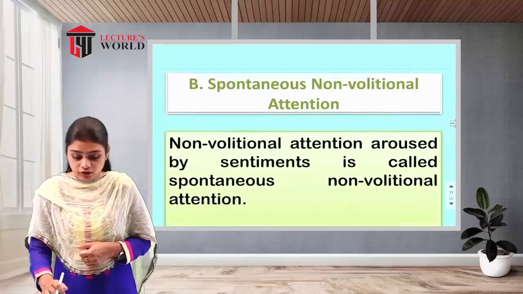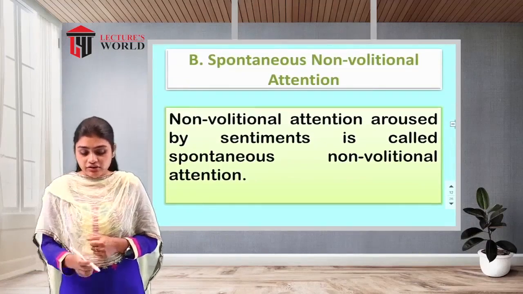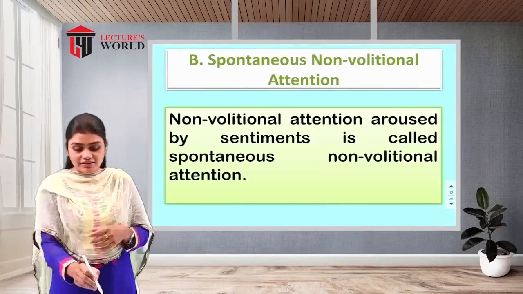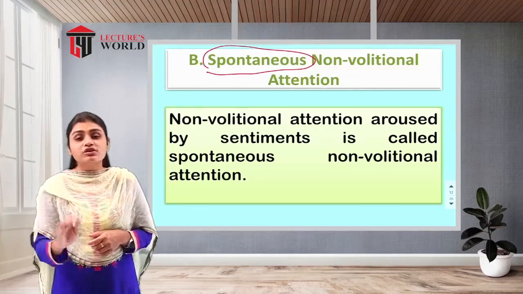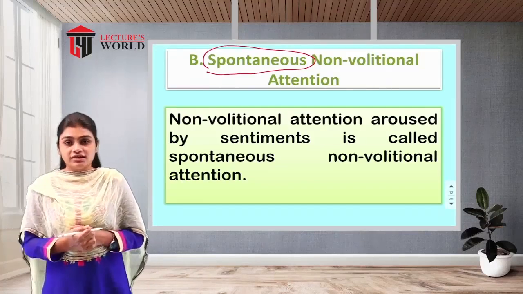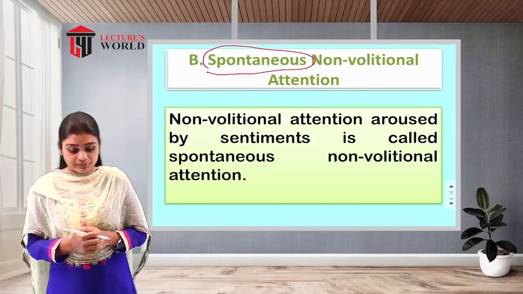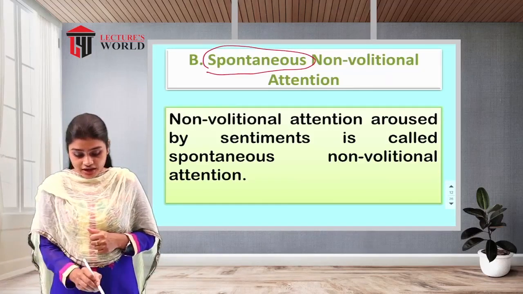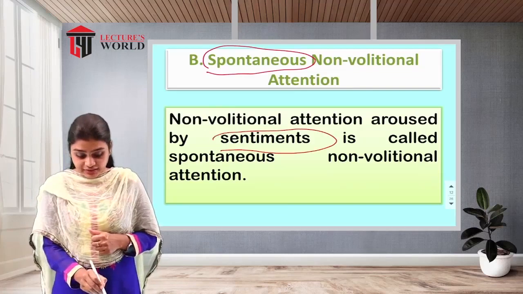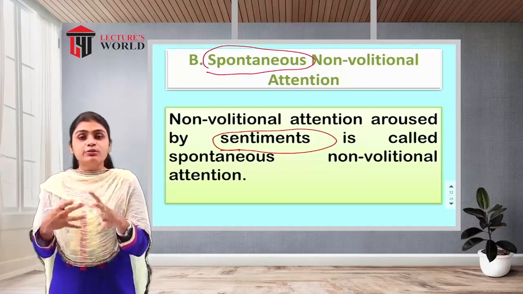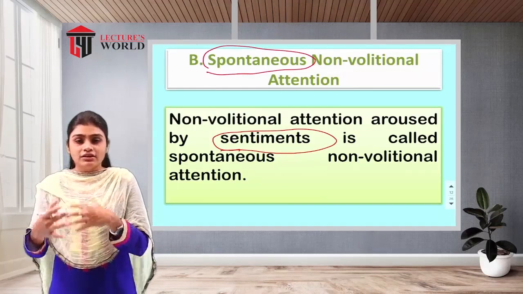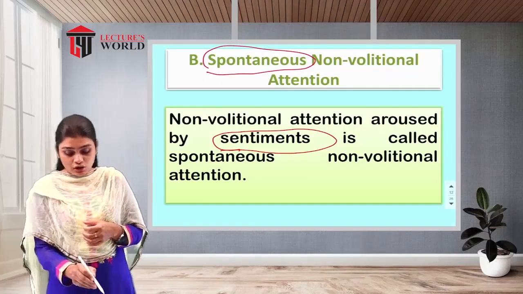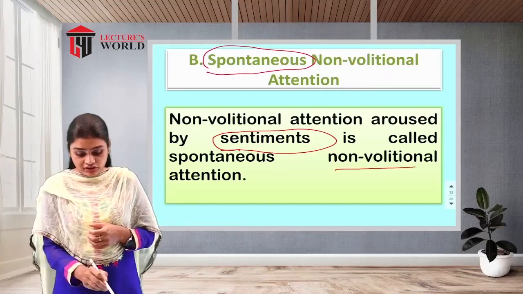At the same time, the other type of non-volitional attention is spontaneous non-volitional attention. Spontaneous means suddenly we are attending to something, we are focusing on something. So that is spontaneous non-volitional attention. What is that? Non-volitional attention aroused by sentiments. Sentiments in the sense of emotions or feelings, any sad or nostalgic feelings. That is called spontaneous non-volitional attention.